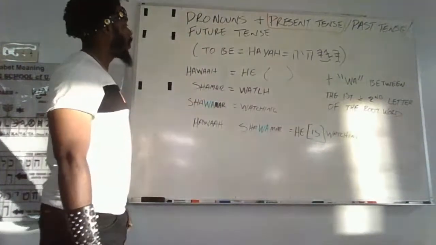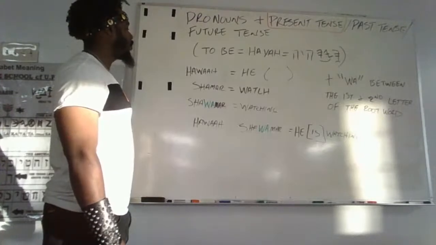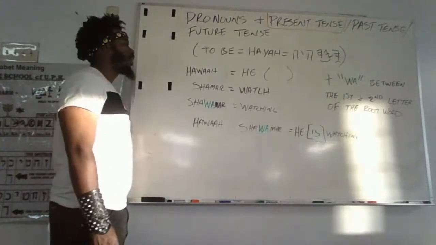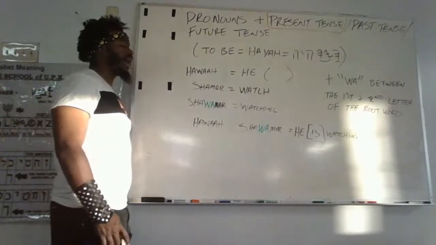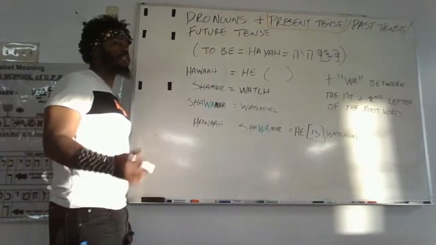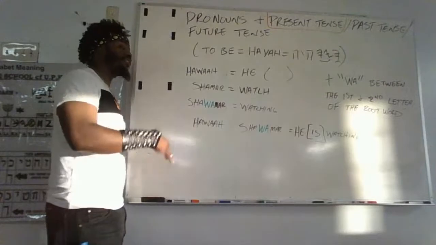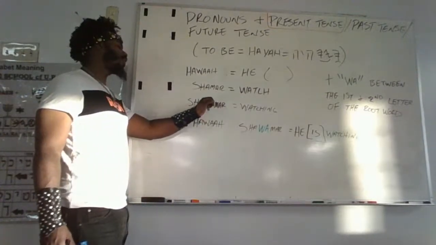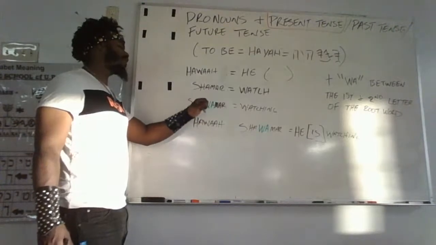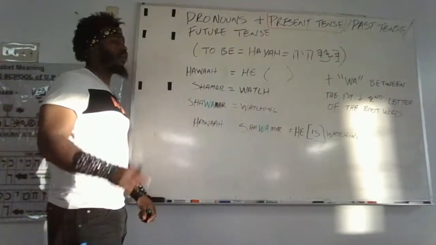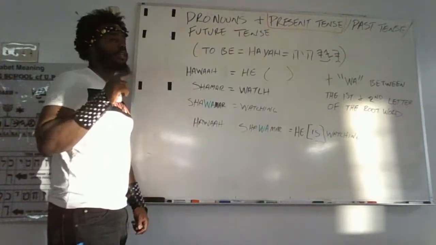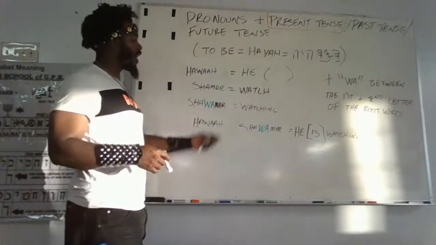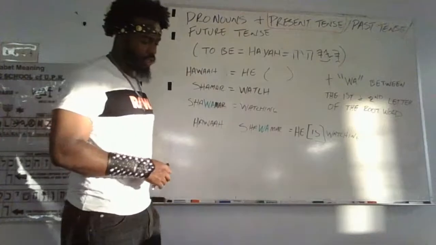So remember, when you're dealing with non-plural forms and speaking in third person singular, you're only going to add a wa in between the first and the second word. And the only caveat to that is when you're dealing with the feminine, you're going to add an -ah at the end.